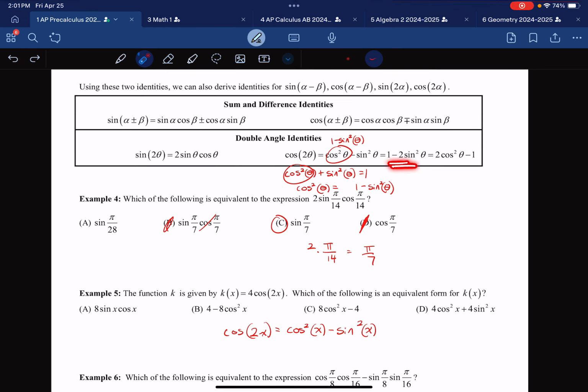So 2 cosine squared minus 1, 2 cosine, oh, okay, so 2 cosine squared, but then the minus is in the wrong spot. It should have been minus 4. So 2 cosine, okay, so there's the answer. So it's C.